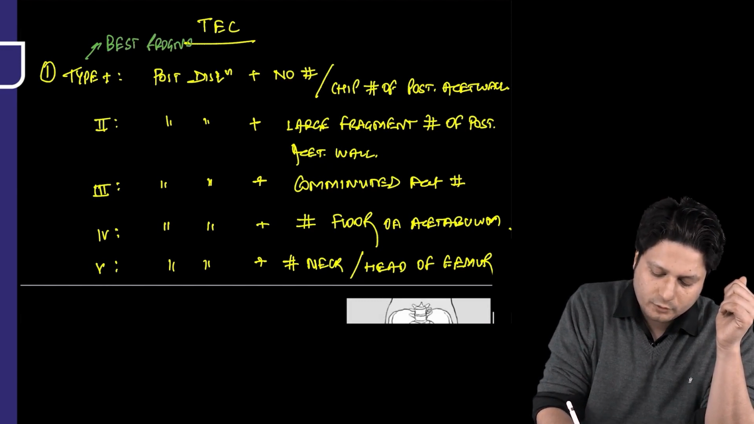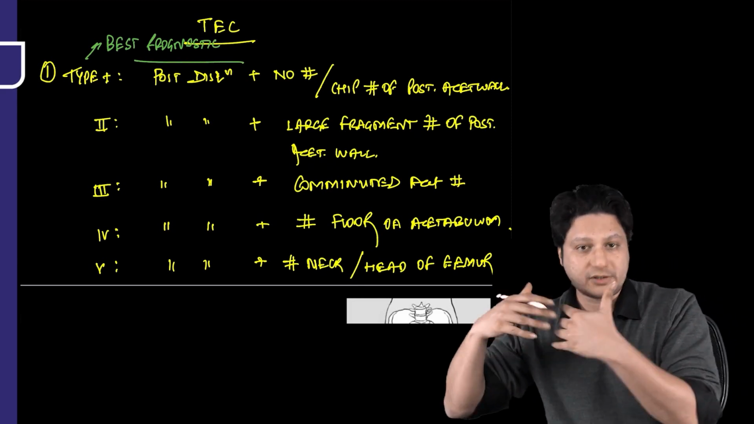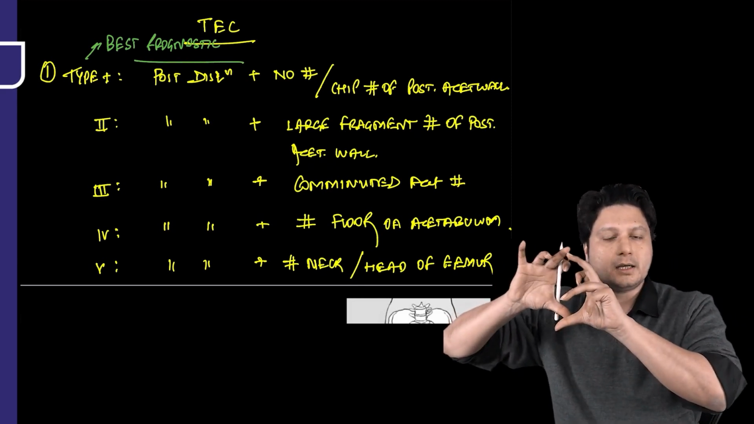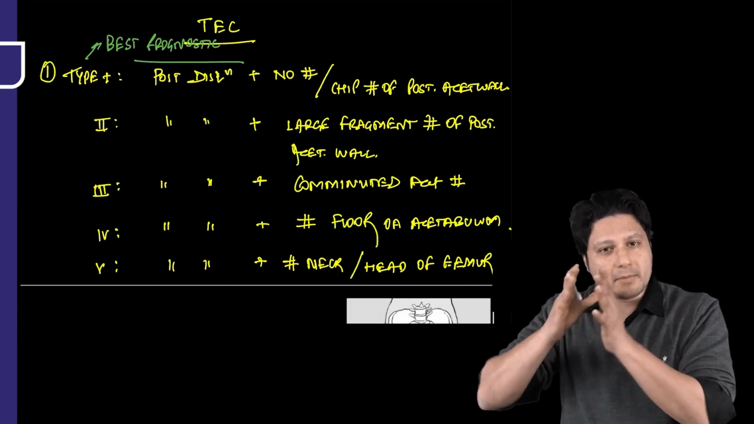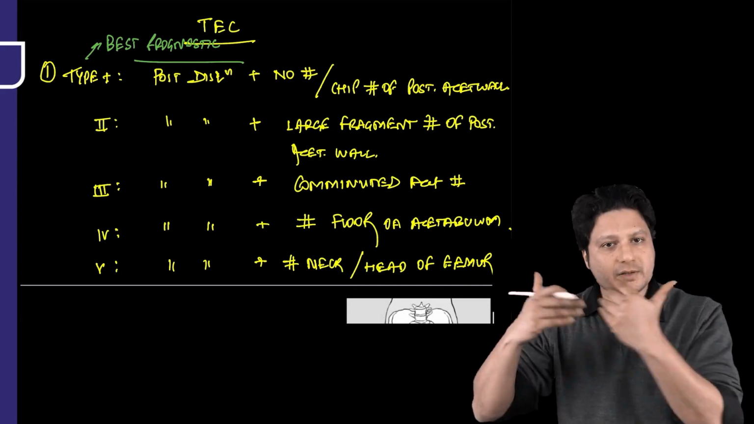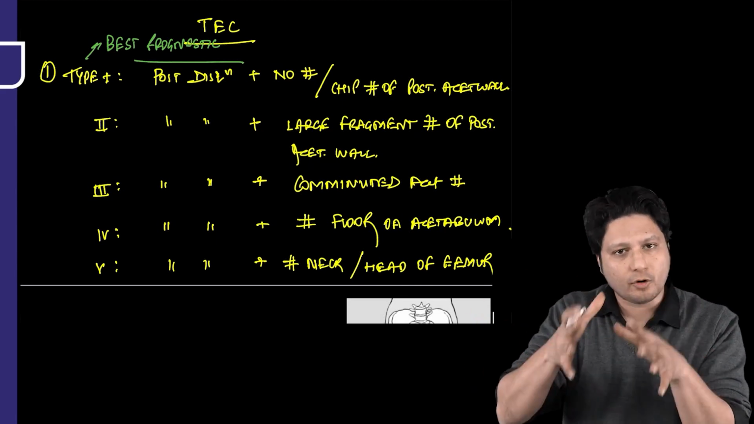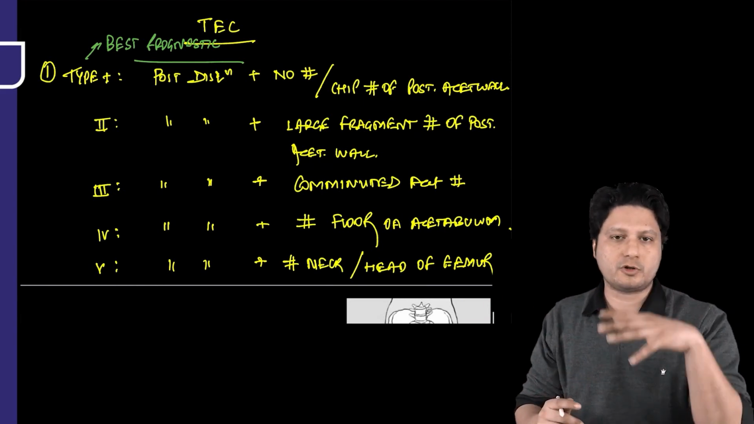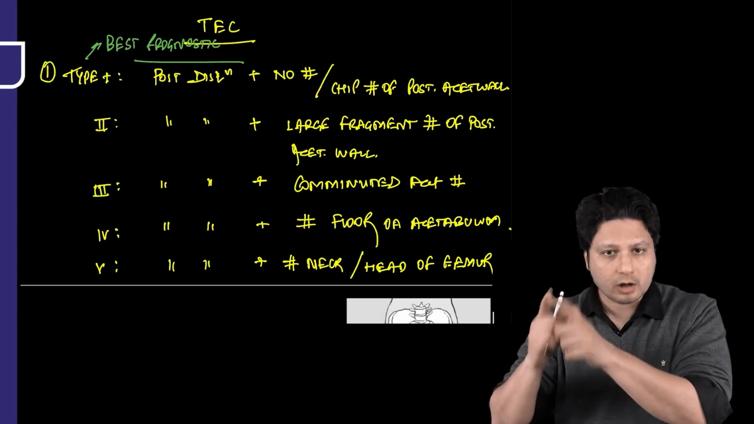But when you move to type 2, when there is a large fragment of the posterior acetabular wall which is fractured, it needs to be fixed. Type 3 is when there is a comminuted fracture, then even with the fixation, the best results cannot be obtained. With type 4, there is further worsening of the prognosis because this time we have the weight bearing surface of the acetabular wall fractured.